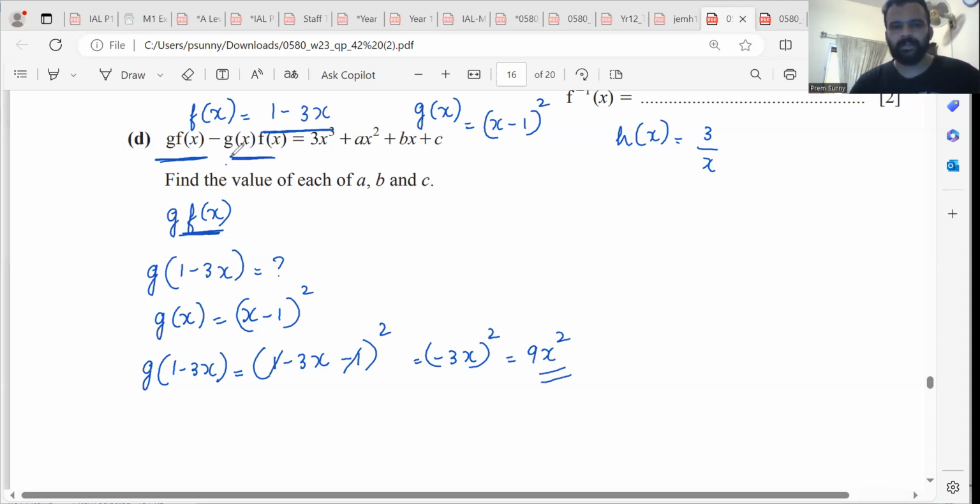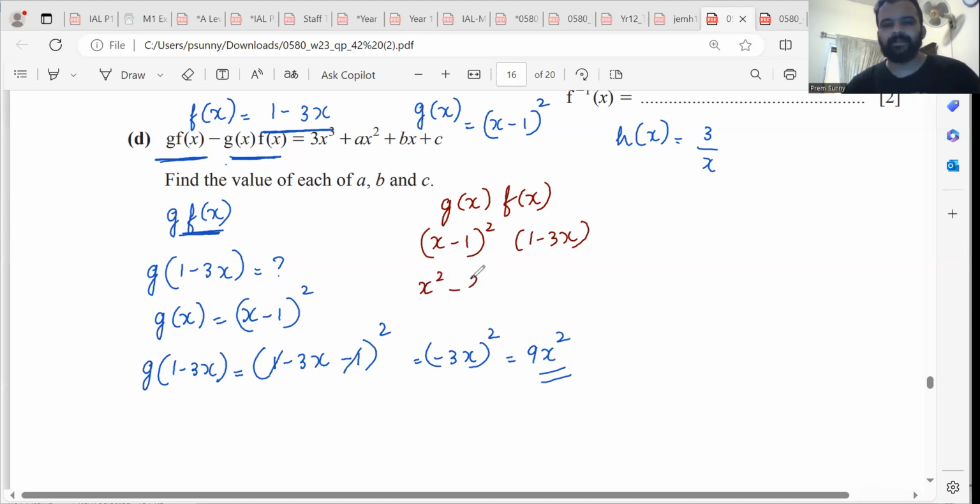Now I need to find g of x into f of x. For that, I'll use a different color here. g of x into f of x. I know g of x is x minus 1 the whole square, into f of x, which we know is 1 minus 3x. So x minus 1 the whole square, when you expand it, x minus 1 into x minus 1, you get x square minus 2x plus 1. This has to be multiplied with 1 minus 3x.